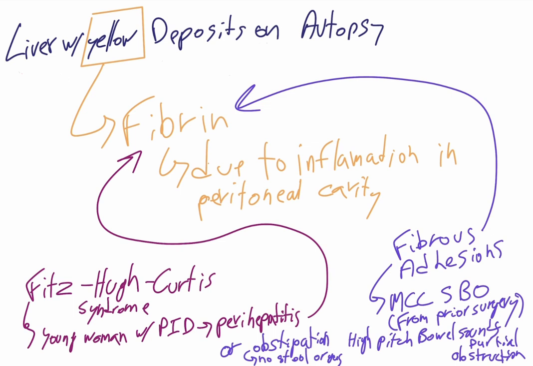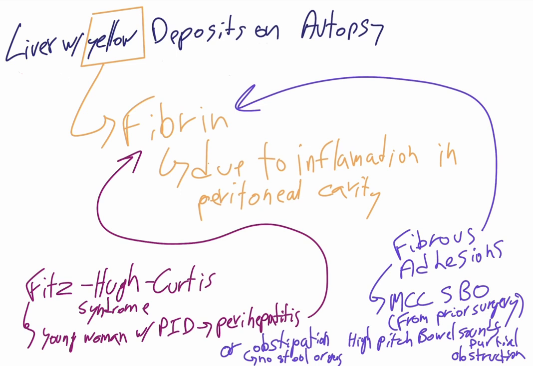Another way the USMLE can test this is with Fitz-Hugh-Curtis syndrome. That's where a young woman with pelvic inflammatory disease develops perihepatitis. The infection spreads to the liver capsule. If she dies, an autopsy may show the same kind of yellowish coating. Again, this would be fibrin.